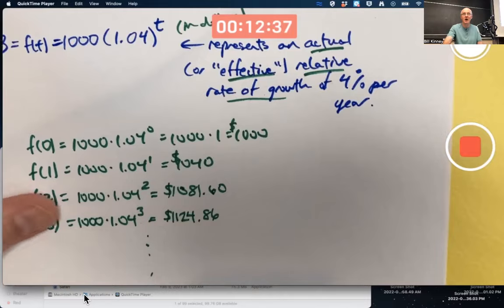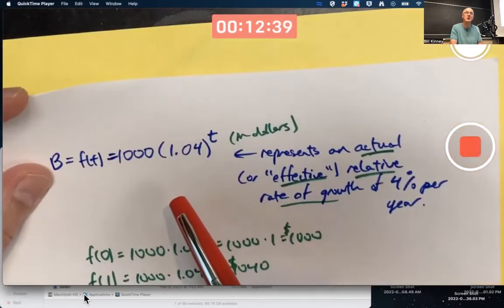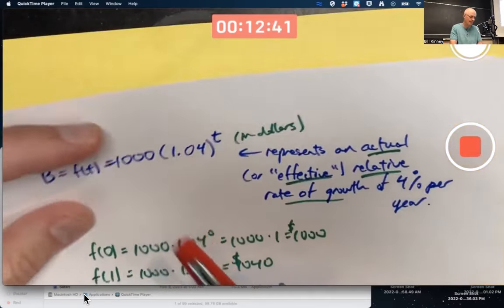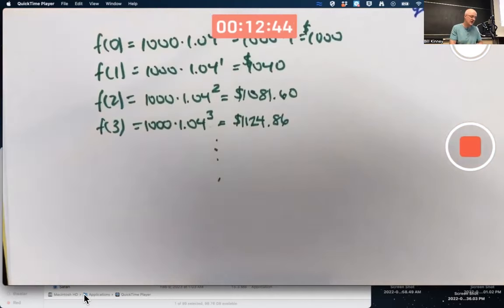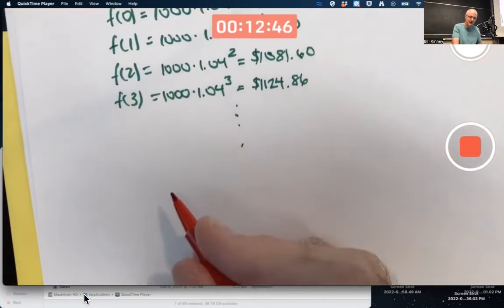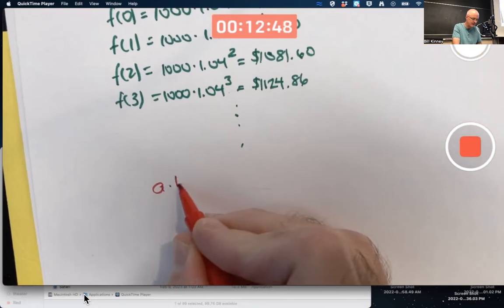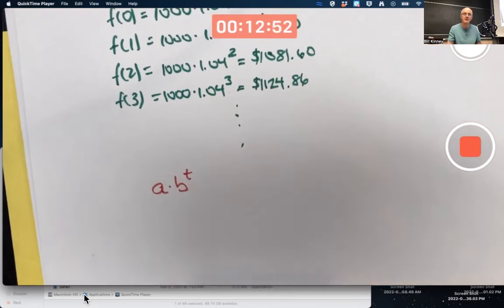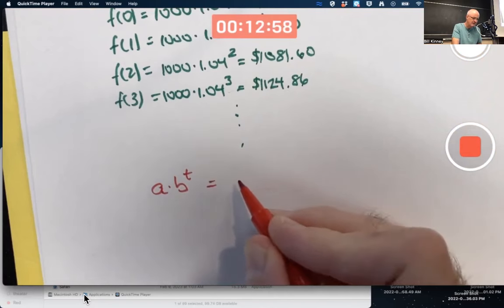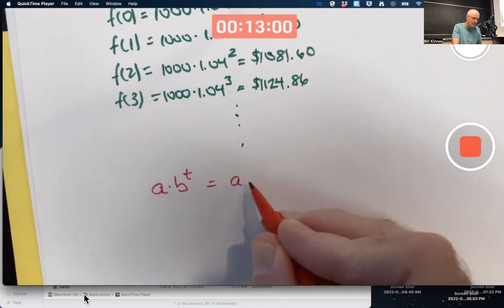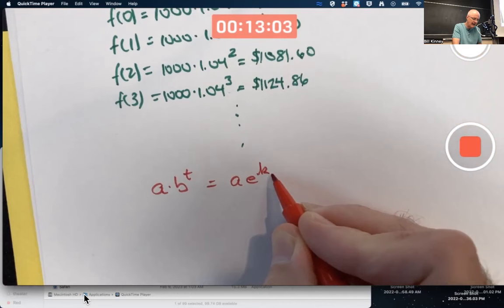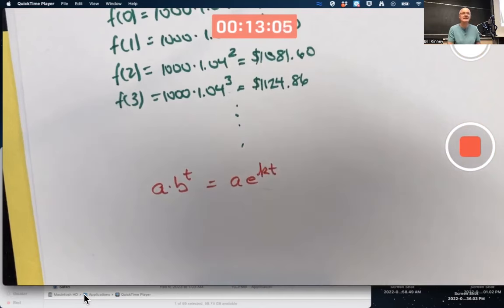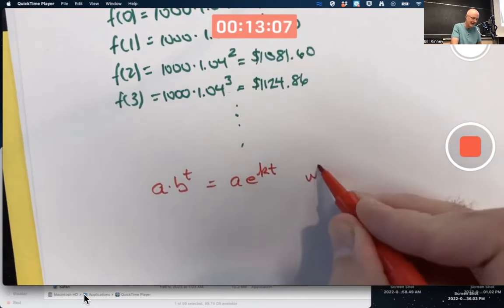Yes, how do you rewrite this function in terms of base E? Well, what's the general approach? If you've got an arbitrary function that's exponential growth, say a times b to the t, or if you want to use the book's notation, P0 times a to the t, I think they use. It doesn't matter. We'd like to find the value of k that makes these things equal. What is k?